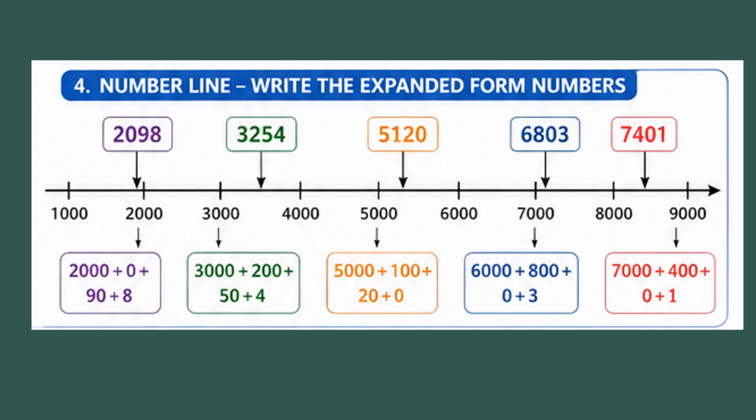Then they have given a number line and we write the expanded forms on those lines. For example, 2098 will come over here on the number line. If they ask you to place it or plot it on the number line, it's going to be here. Then 3254, exactly after 3000, right? Not exactly in the center because it is not closer to 3500, but exactly a little bit ahead of 3000. That's how you're going to plot all these numbers.